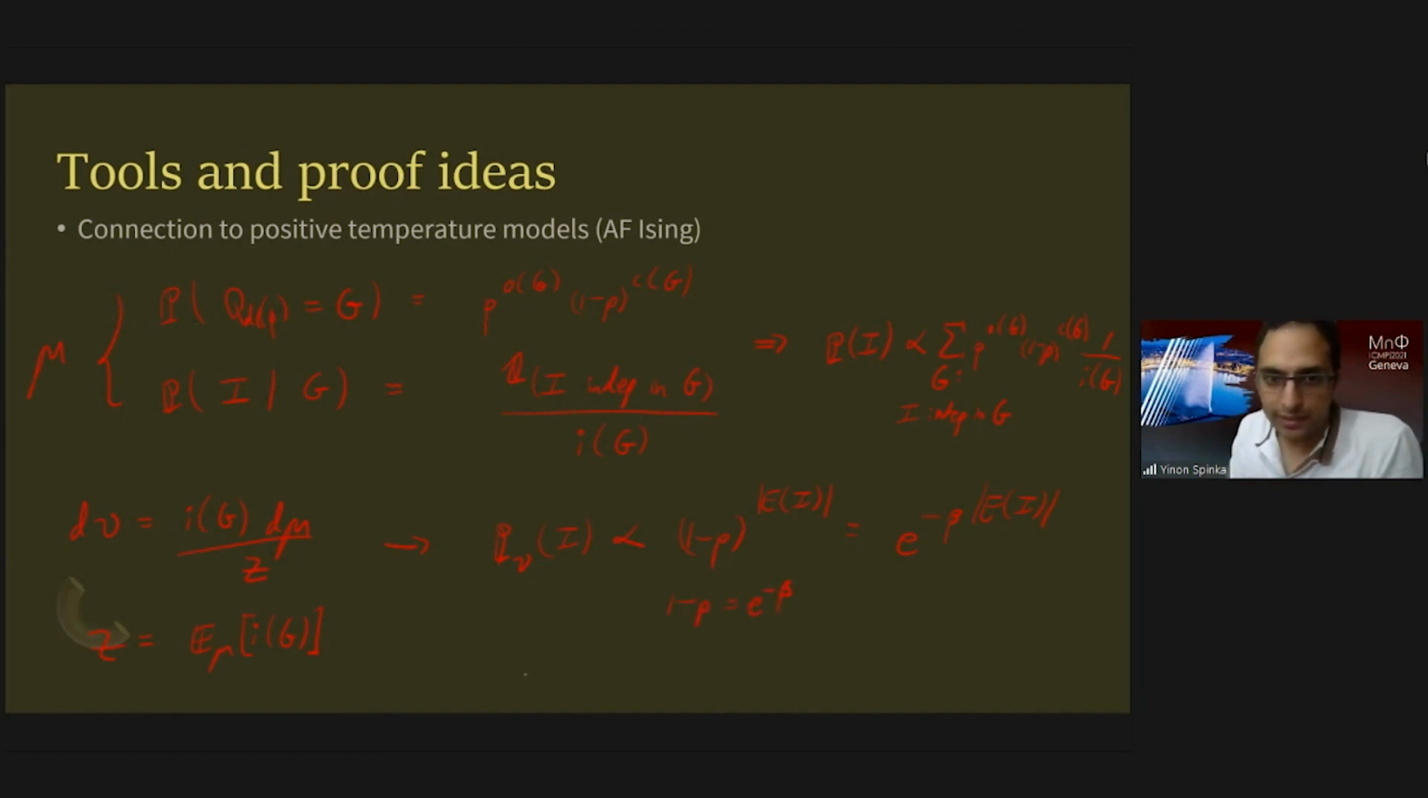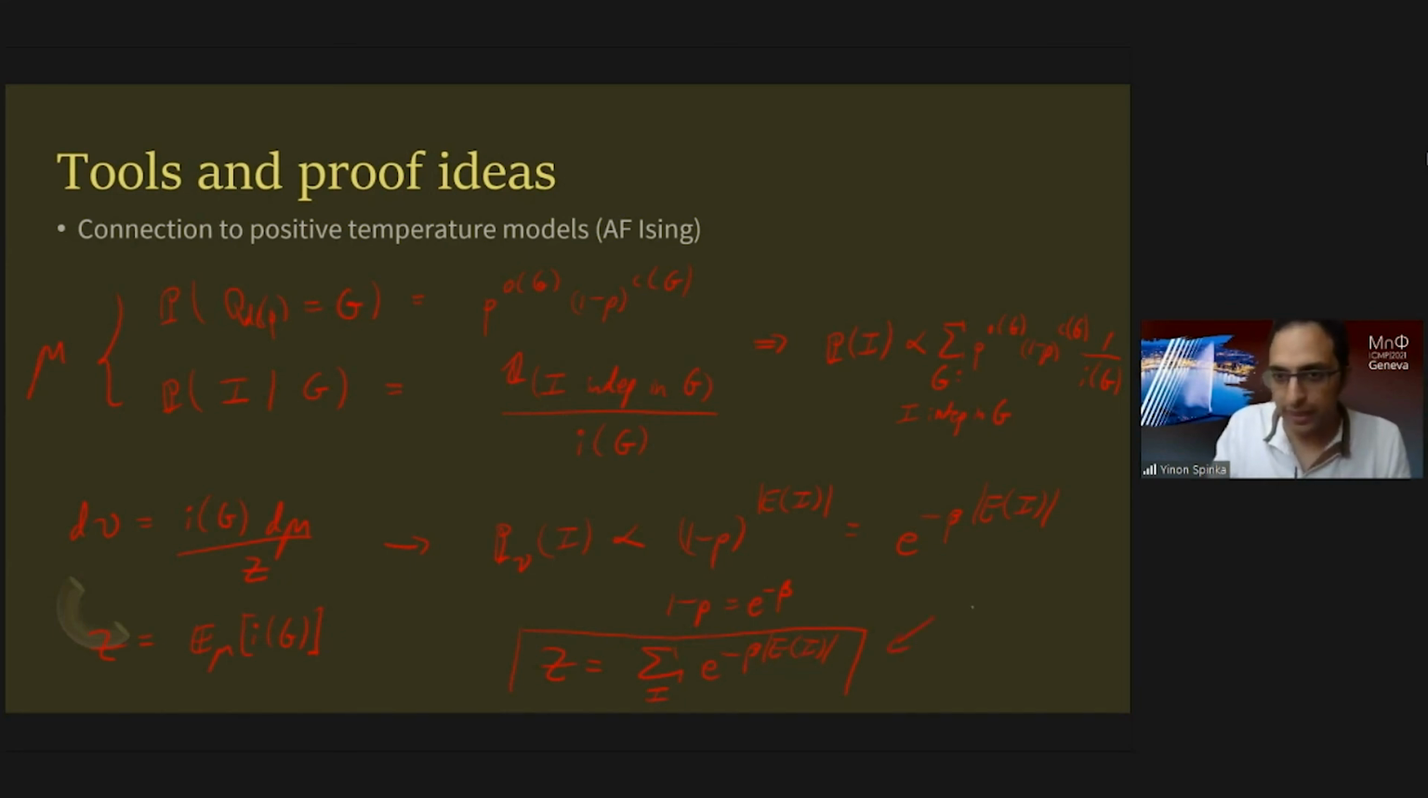And writing it like this, what we see is that actually Z is the sum over all I of e to the minus beta e of I. And this is the partition function of a positive temperature model. The beta is our inverse temperature. If beta was infinity, this would exactly be the number of independent sets in G. But if beta is finite, this is a weighted counting where we're allowing any possible I, but giving an energetic penalty every time we have two adjacent elements.